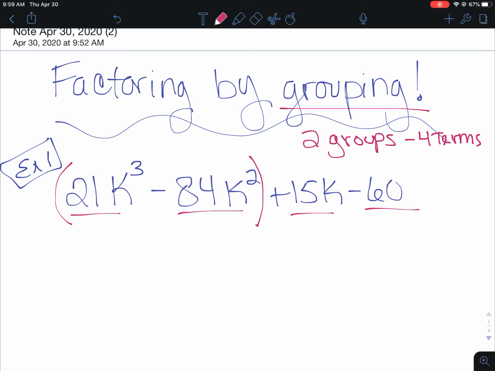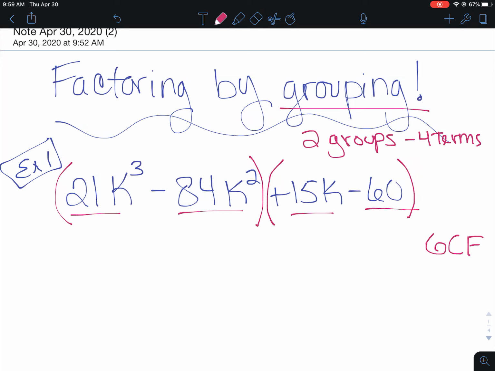So step 1, group the first 2 terms, just with parentheses, and then the last 2 terms together. And I'm including this plus sign with the second group because if it's a minus sign, sometimes you have to think about taking that out as well. Now, once you've made your 2 groups, you're responsible for finding just the greatest common factor. So back to what we did in the very beginning.